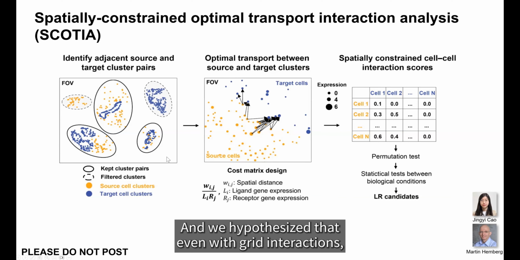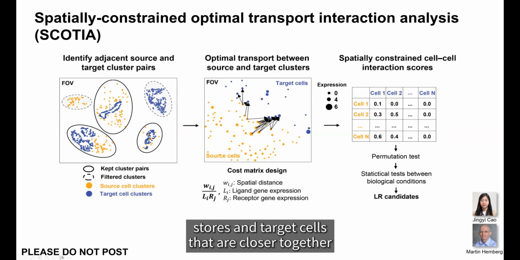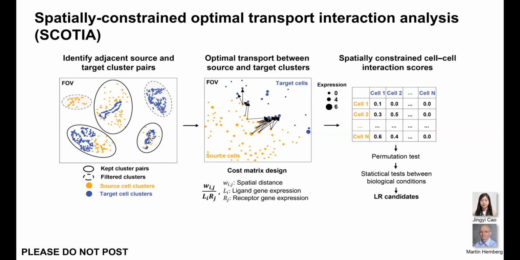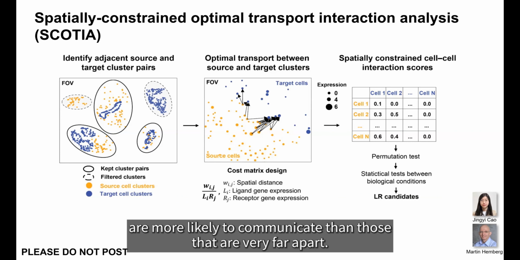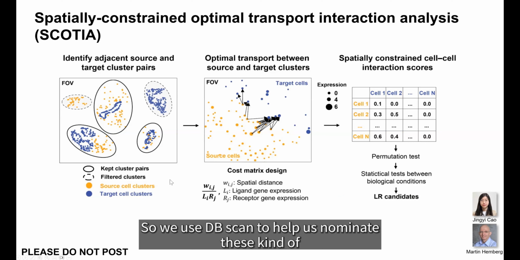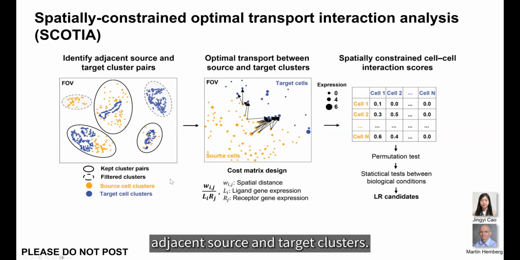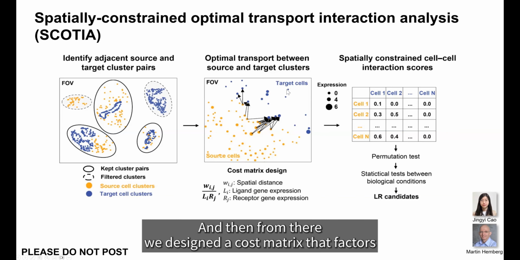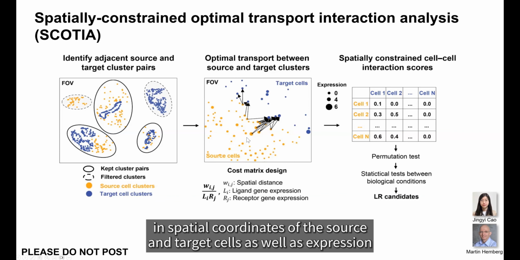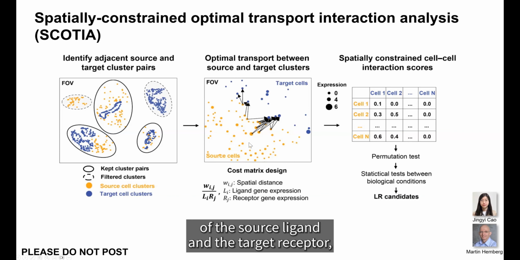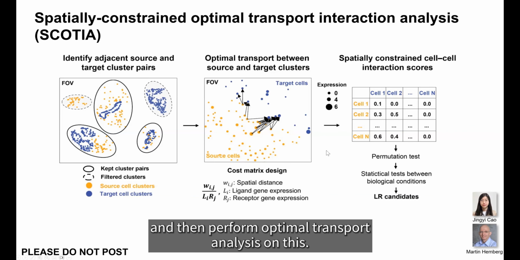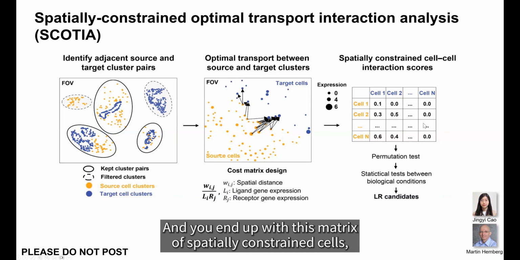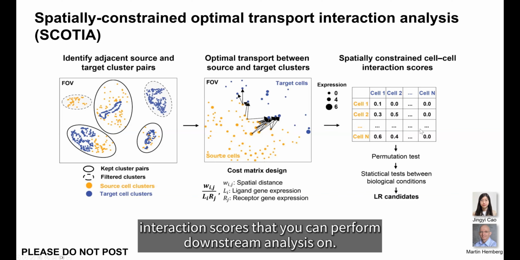And we hypothesized that even with paracrine interactions, clusters of source and target cells that are closer together are more likely to communicate than those that are very far apart. So we use DBSCAN to help us nominate these adjacent source and target clusters. And then from there, we designed a cost matrix that factors in spatial coordinates of the source and target cells, as well as expression of the source ligand and the target receptor. Then we perform optimal transport analysis on this, and you end up with a matrix of spatially constrained cell-cell interaction scores that you can perform downstream analyses on.